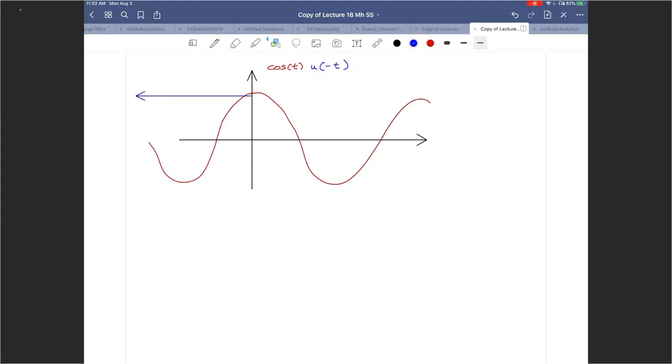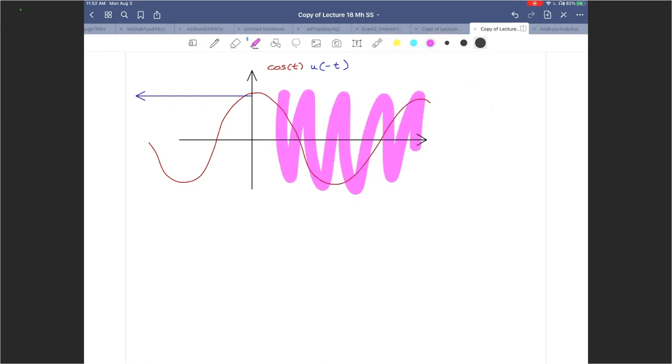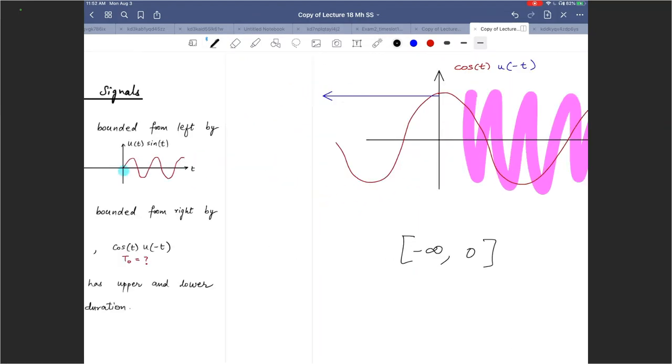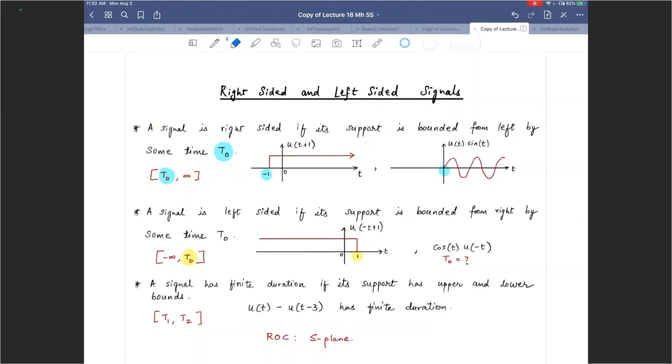When you multiply them together, all of this will cancel out. You will only have things to the left. So it's a left-sided signal with the bounds negative infinity, comma, 0. Yes, you got it. So t0 would be 0 in this case.